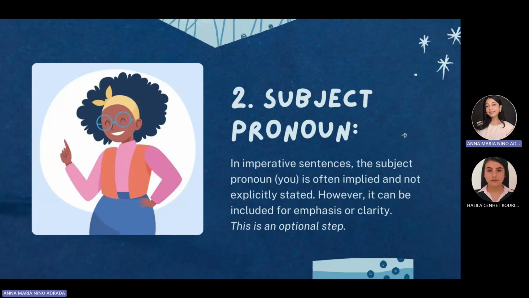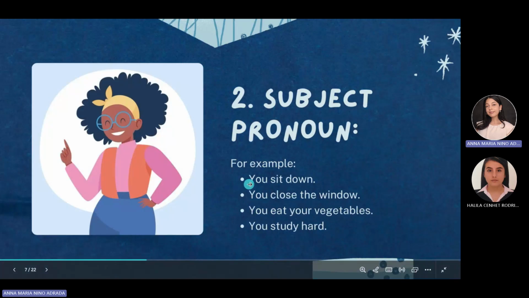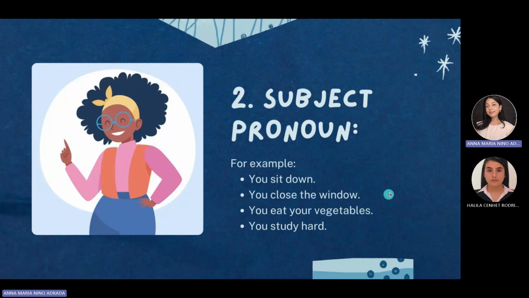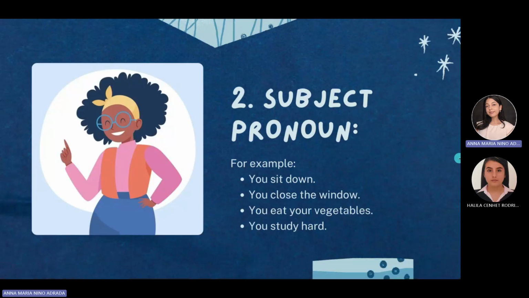The second guideline is the subject pronoun. In imperative sentences, the subject pronoun you is often implied, so you don't have to say you do this or you do that. It is sometimes obvious, implied, and not explicitly stated. However, if you want, you can include it for emphasis or for clarity. Again, this is optional. For example, you sit down, you close the window, you eat your vegetables, or you study hard. If you're in a whole group and you're only pointing to one person to do it, this is when you would emphasize the you. If not, the whole group is going to listen to the command and is obligated to follow it.